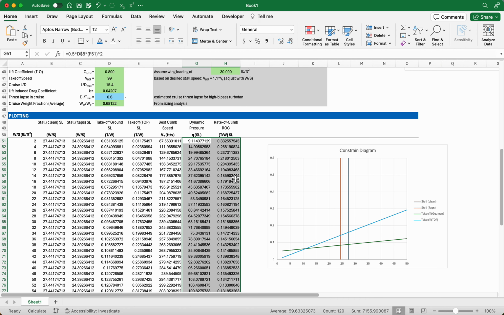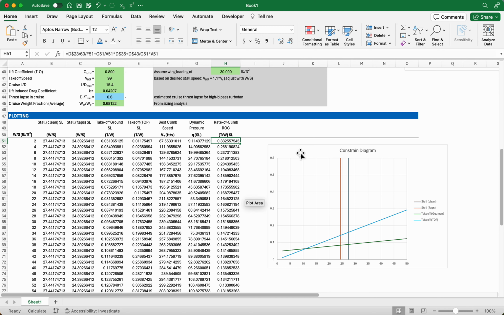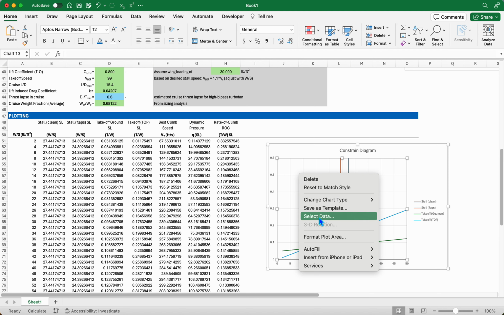We can get our rate of climb, and now we're actually calculating our thrust to weight ratio based on the best rate of climb at that thrust to weight ratio and at that wing loading. So we get a pretty good estimate. And when we plot this, it gives us an interesting result. So let's add this data to our plot.